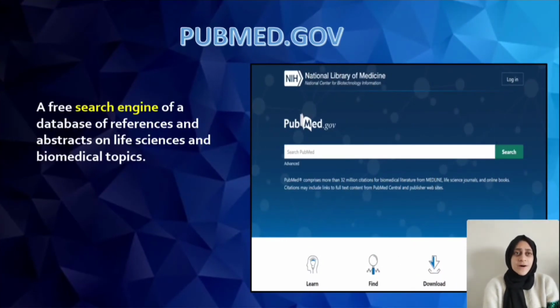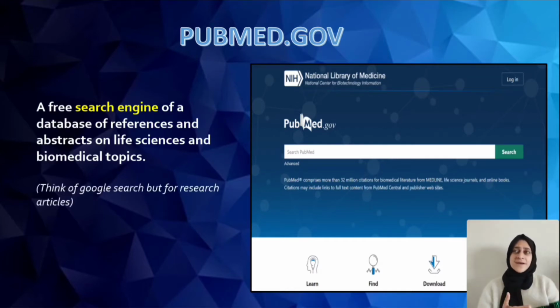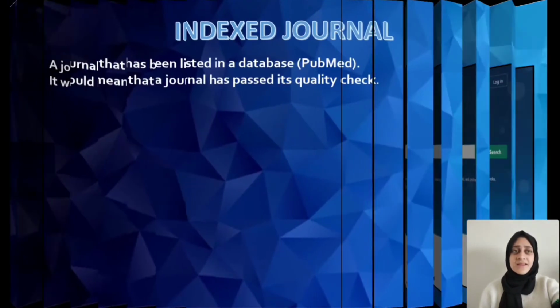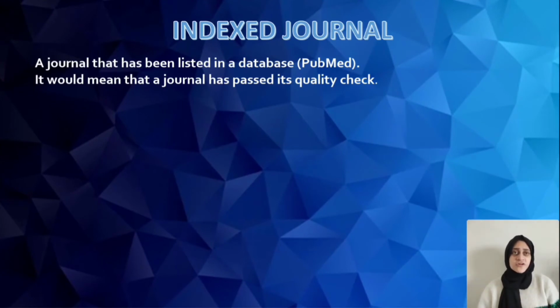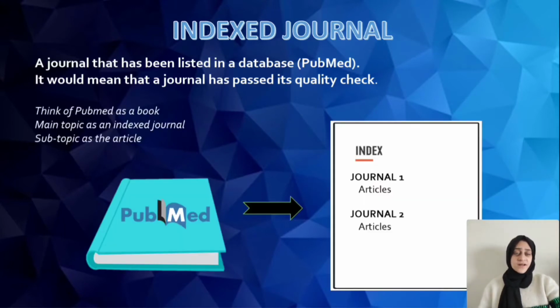Then we talk about PubMed.gov. Now, it is a free search engine and database of references and abstracts on life sciences and biomedical topics. Simply put, think of PubMed as Google search, but for research articles. Then, what is an indexed journal? It's a journal that has been listed in a database. For instance, PubMed is a database. We could use the analogy of PubMed being a book and the index page has the journal names listed on it. If it's not there, it means it's not indexed.